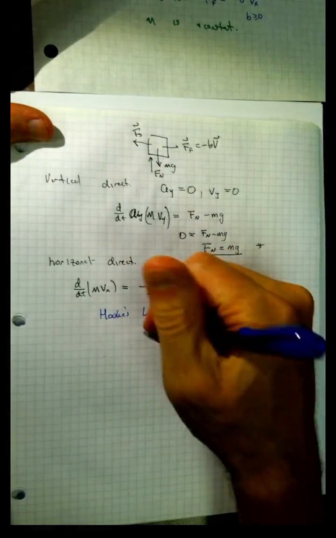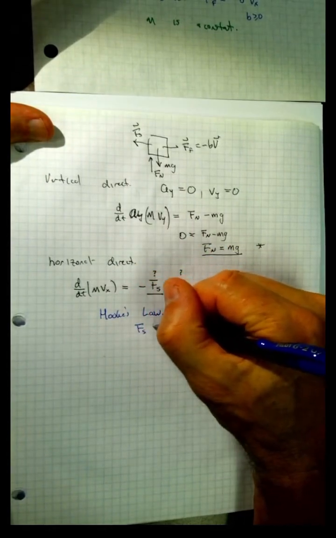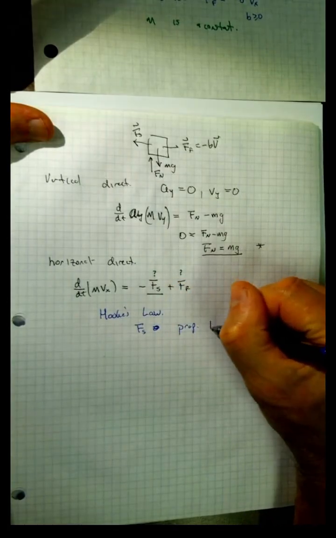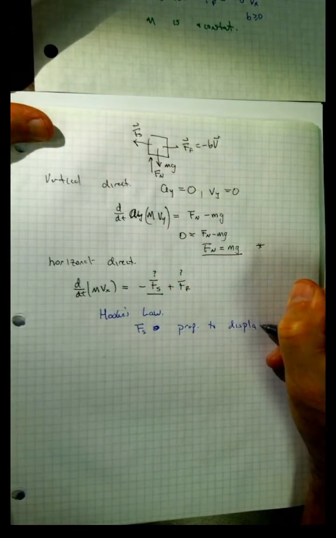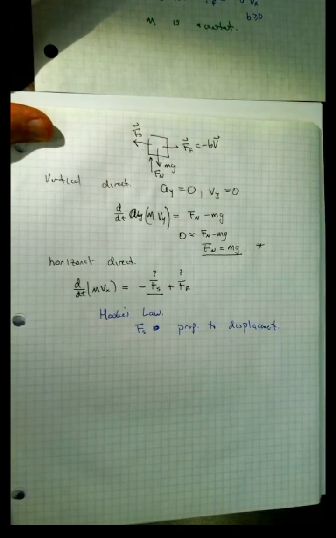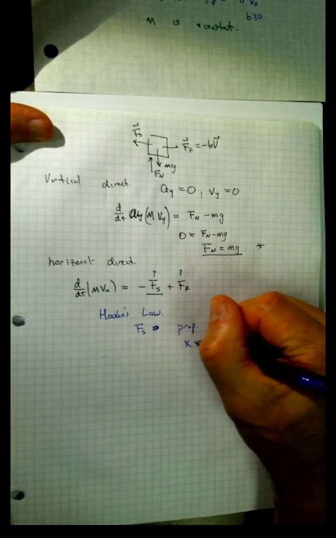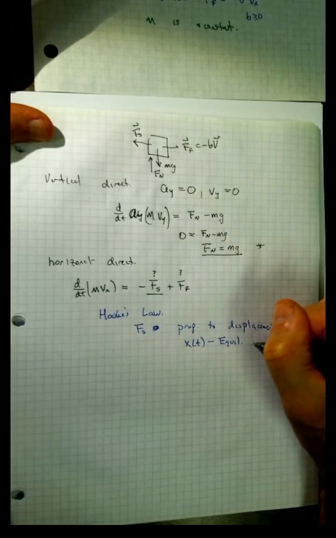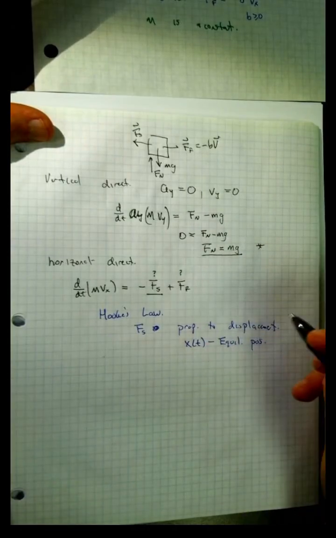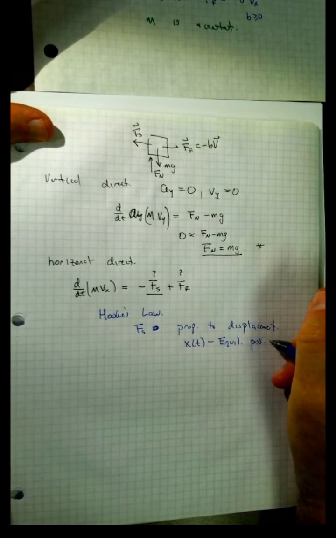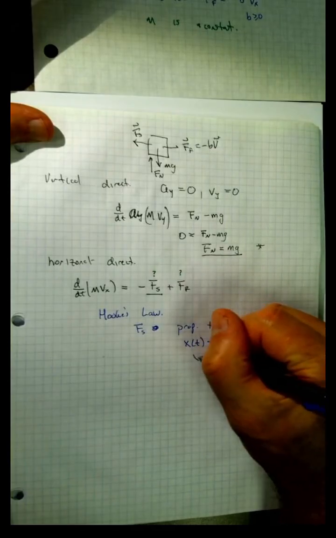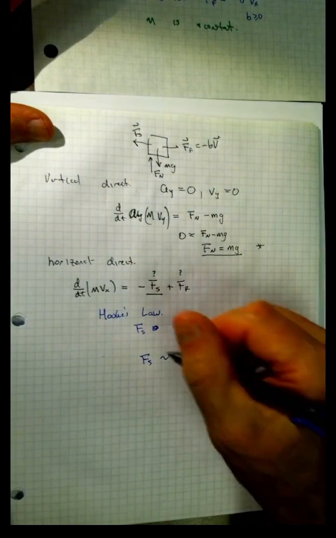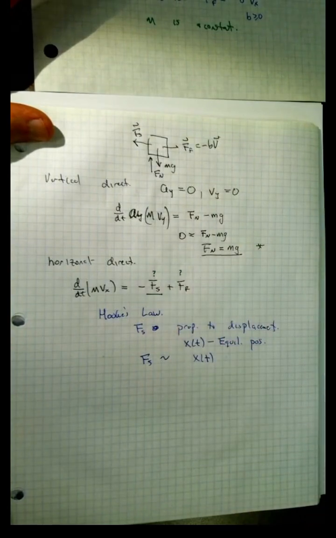And we're going to use Hooke's law, which is that the force for the spring is proportional to the displacement. And in this case, our displacement is going to be x of t minus the equilibrium position. But we just said we define the equilibrium position to be 0. So the force due to the spring is proportional to the position.